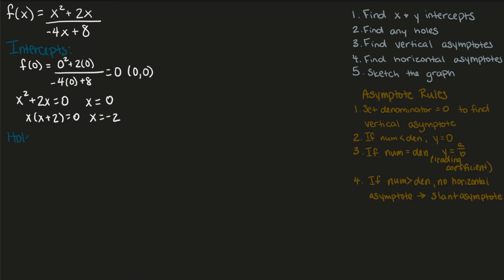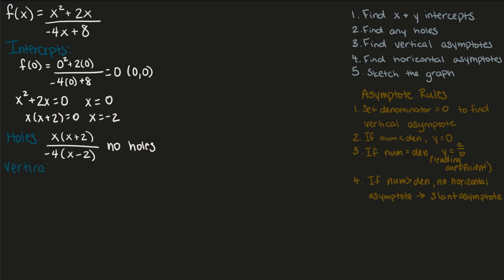Next, let's find any holes. When we expand our numerator and our denominator, we get x times x plus 2 over negative 4 times x minus 2, which means nothing can be simplified, so we have no holes. Now let's find our vertical asymptote. We want to set our denominator equal to 0 and solve for x. So we have an asymptote at x equals positive 2.